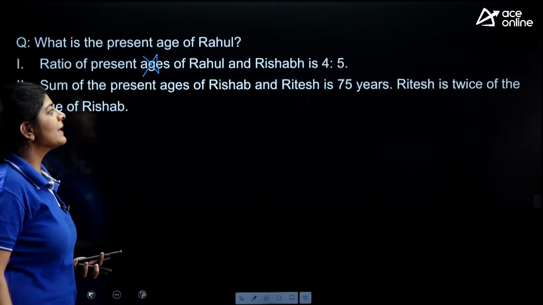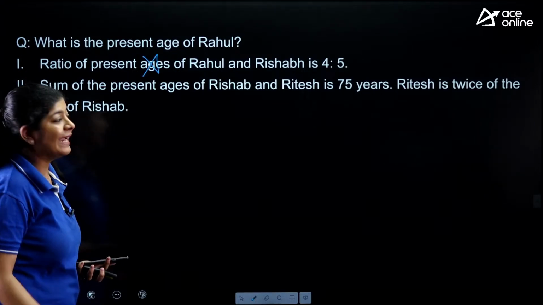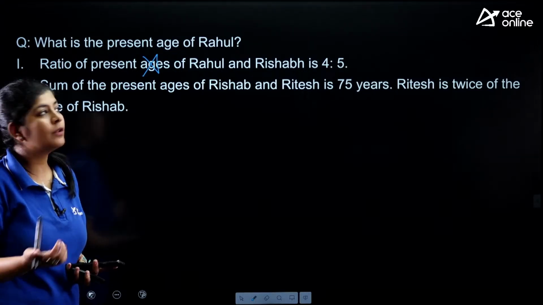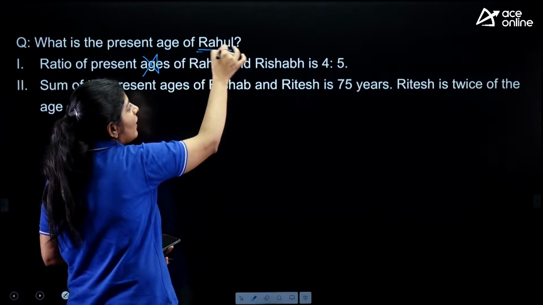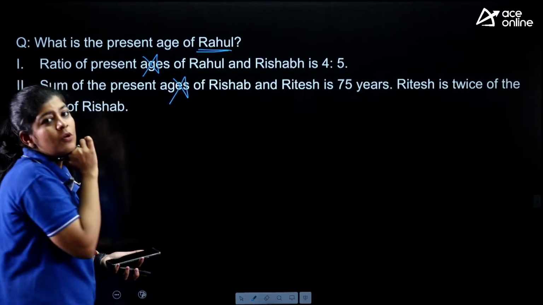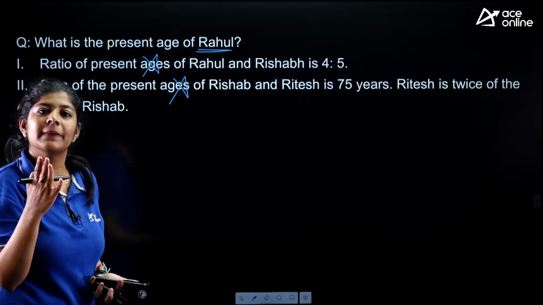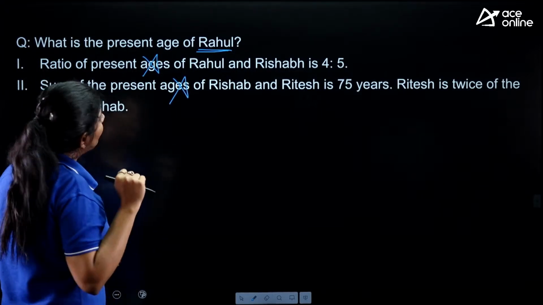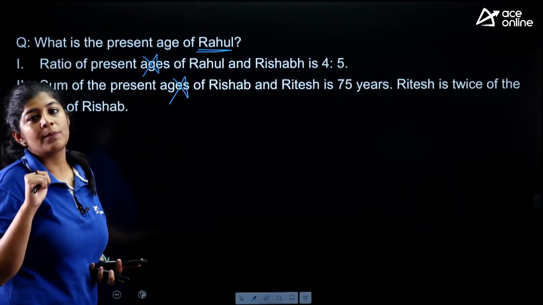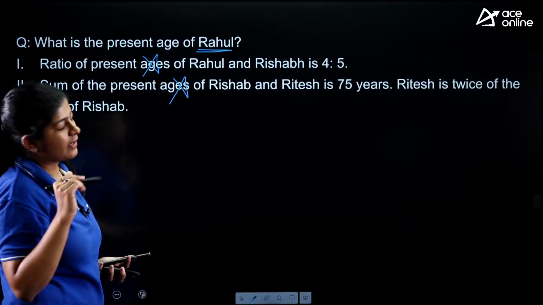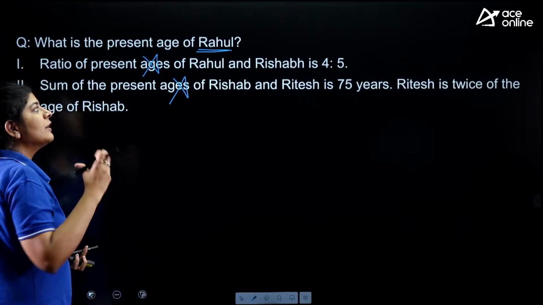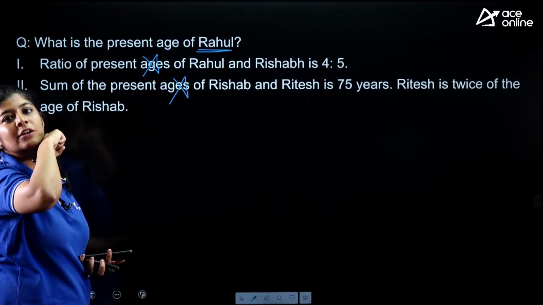Second, sum of the present ages of Rishabh and Ritesh. What about Rahul? We need to calculate the present age of Rahul. That means this option is also eliminated. That means option number B is eliminated. Now we are only left with one option, option number E. We just simply need to check. That option says, what if we merge both the data together?